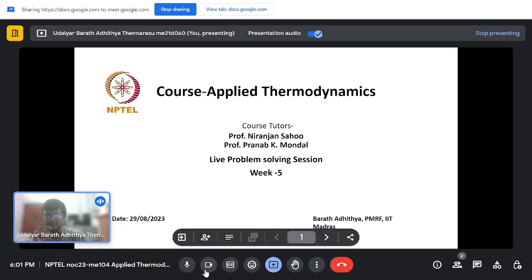This is week 5 of the Applied Thermodynamics problem solving session. This week is about internal combustion engines, and air standard cycles will be coming in next week. We will see 4-stroke and 2-stroke engines and their operation, and we'll see some numericals on those.